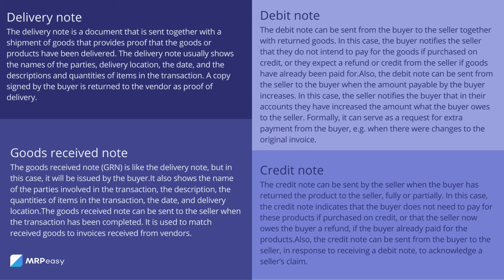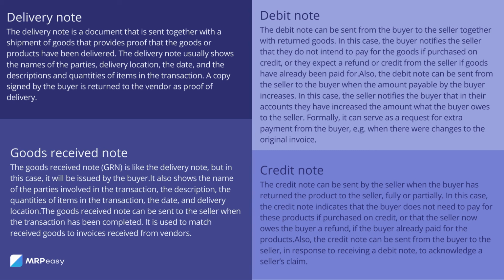Delivery note. The delivery note is a document that is sent together with a shipment of goods that provides proof that the goods or products have been delivered. The delivery note usually shows the names of the parties, delivery location, the date, and the descriptions and quantities of items in the transaction. A copy signed by the buyer is returned to the vendor as proof of delivery.